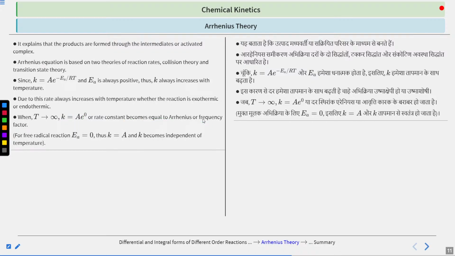A very important thing is that for a free radical reaction, Ea is equal to 0. Why? We will study what Ea is, but here is a short brief. It is basically the minimum amount of energy needed for the reactant to go to the intermediate before moving to the product. Since a radical is very reactive, even a small amount of energy is good enough to give the product. For that reason, the activation energy is quite low for a free radical reaction, and k equals A and becomes independent of temperature. Whatever the value of temperature, it will not decide the value of k.